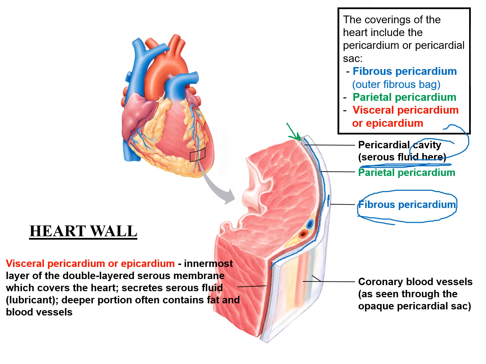Now, as I mentioned just a second ago, and I did use the word opaque, I believe, here you can sort of see through that fibrous pericardium and see the underlying blood vessels, right? Yeah, which we see in cross-section, of course, right there.